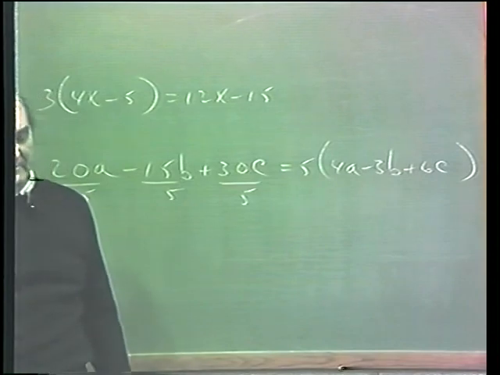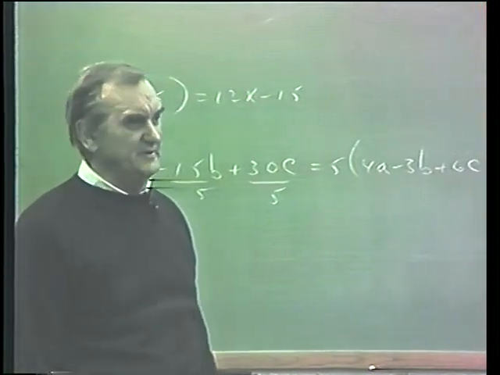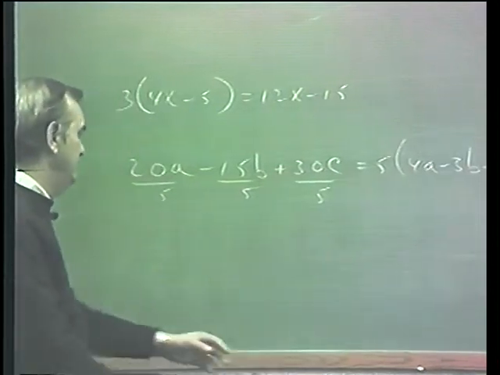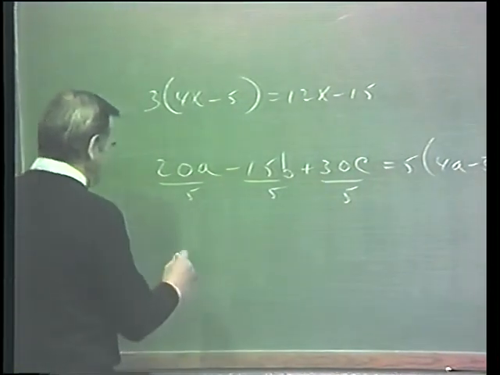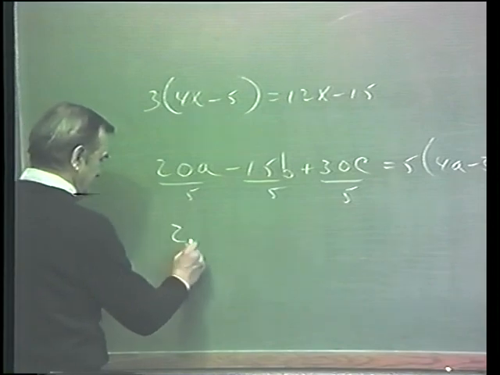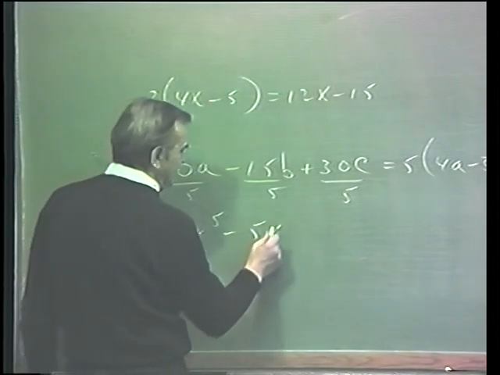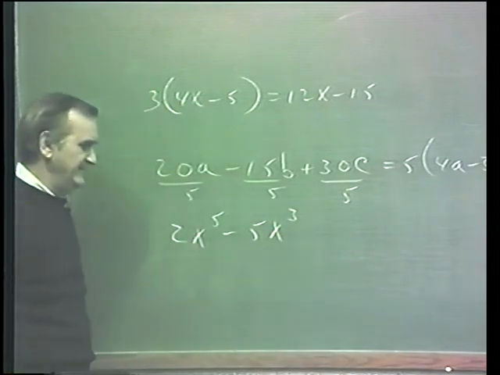Now, the arithmetic is your responsibility. You should recognize the largest number that divides evenly into all those numbers. Let's suppose I have this problem. 2x to the 5th minus 5x to the 3rd.